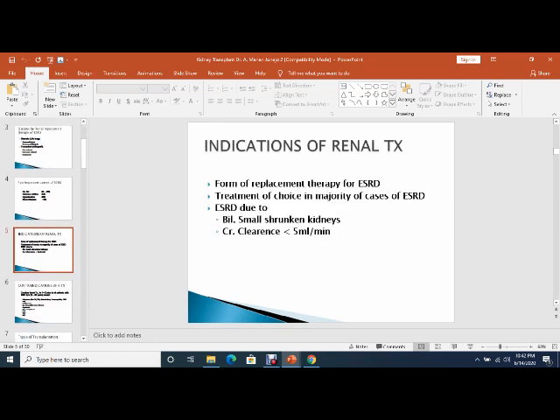Now, what are the indications of renal transplant? TX means transplant. Basically, renal transplantation is a form of renal replacement therapy for these end-stage renal disease patients. The treatment of choice in the majority of cases of end-stage renal disease is renal transplantation. Renal transplantation is a good option for treating end-stage renal disease, for example due to bilateral small shrunken kidneys in which creatinine clearance is less than 5 ml per minute.